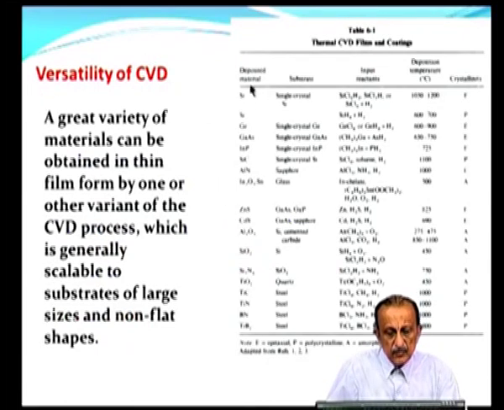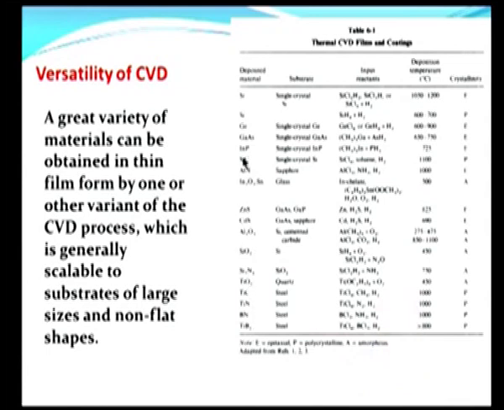CVD is versatile. A whole host of materials can be deposited by the chemical vapor deposition process: elemental semiconductors, compound semiconductors, oxides, nitrides and so forth. The microstructure of all of these things, or should I say the nanostructure of all these things, can be controlled by choosing the parameters of the CVD reaction.